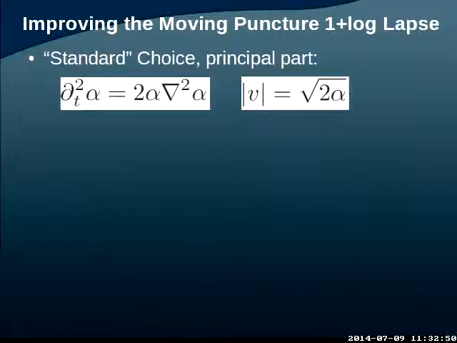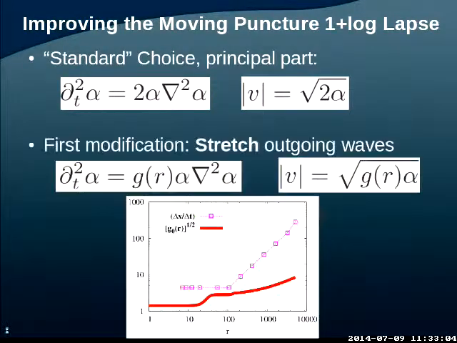Notice again that taking the principal part of the lapse yields a wave equation with speed √2 times alpha. And again, since alpha is very close to 1 just outside the strong field region, this means that it propagates at roughly the square root of 2 times the speed of light. Our first modification of this lapse equation replaces this factor of 2 with a function g of r, which increases from 2 monotonically in the strong field region to a number much larger. So g increases to about 100 going out to the outer boundary.